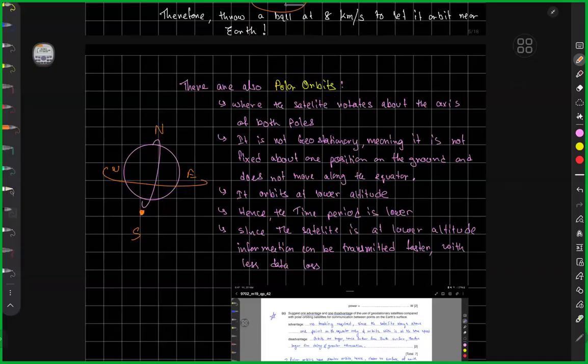Now, polar orbits, if we just go through the steps, in essence, I've written it down. This is where the satellite rotates about the axis of both poles. What does that mean? If I have north and south over here, the satellite goes around the axis of both the poles. So it goes around like this, goes around like this. That is going around the axis of both the poles. Now, it is not geostationary, meaning it is not fixed about one position on the ground and does not move along the equator.